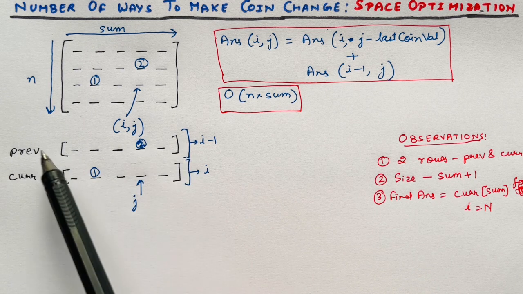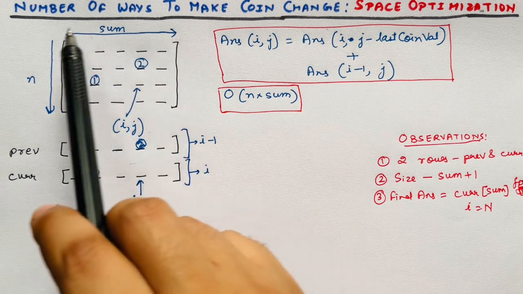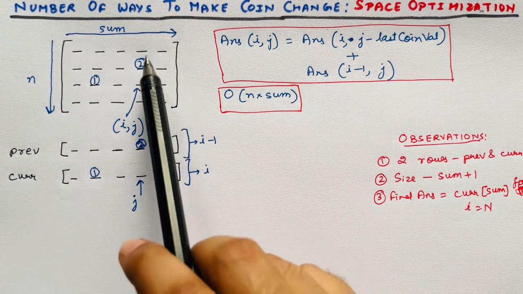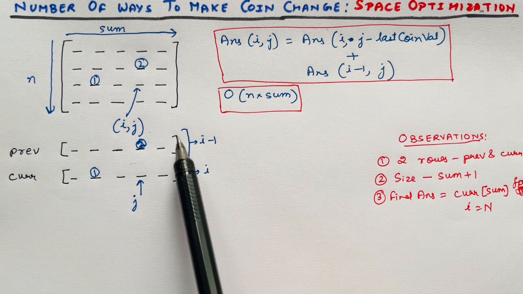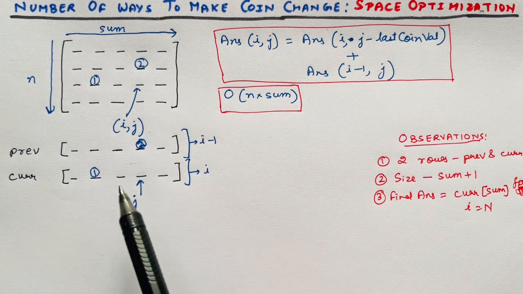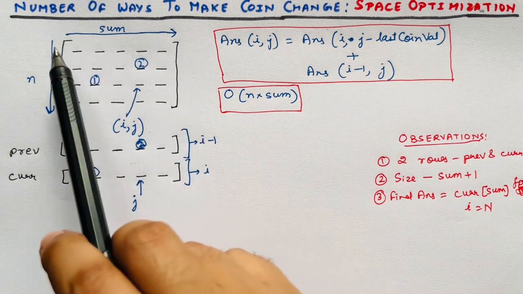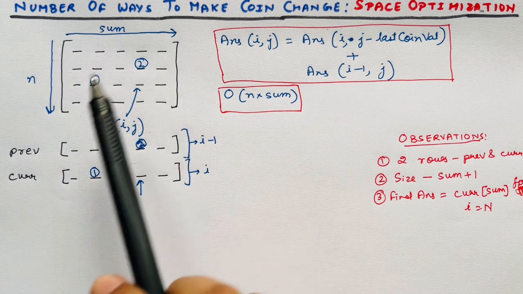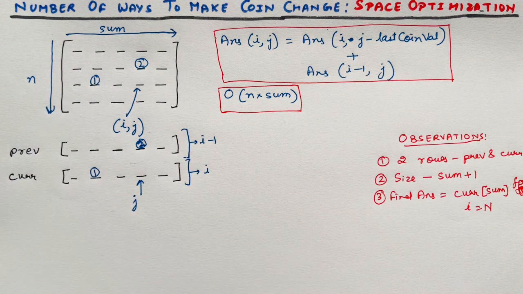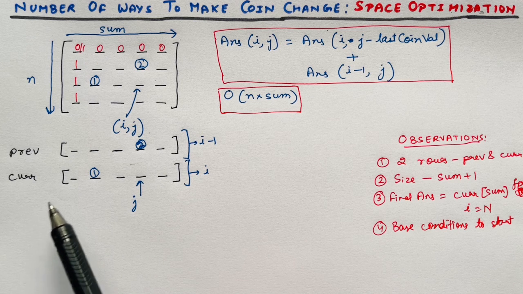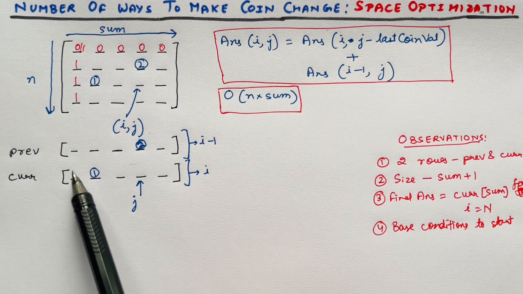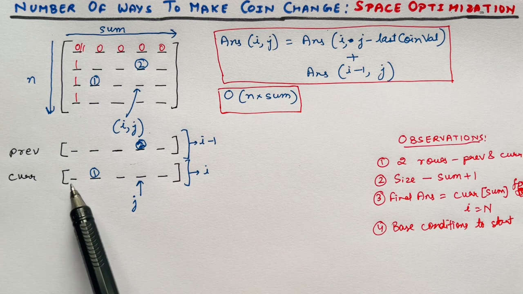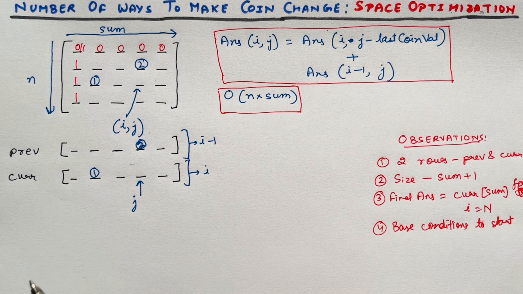Now the first previous row will correspond to the first row here, which is our n equal to 0. That means there are no coins to pick from. And in that case, we know our answer is always 0 because this is our base condition. For the current row, we know that its first element will always have value 1 because the first element corresponds to sum equal to 0. Great. Now we know how we start with previous and current.